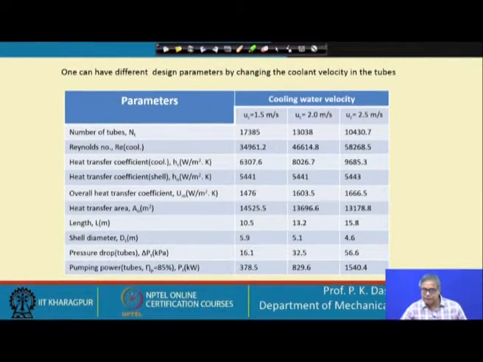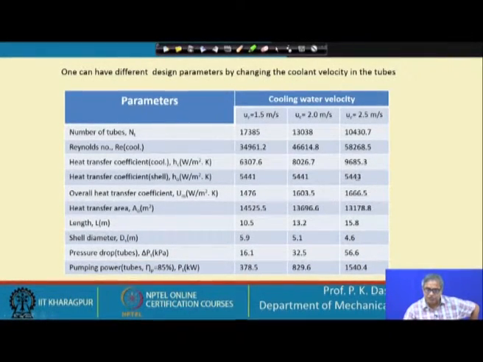Heat transfer coefficient will increase, that is of course the coolant side heat transfer coefficient will increase as we are increasing the number of tubes. As you can see, the Reynolds number is increasing. So, we will have an increase in the heat transfer coefficient. Reynolds number is increasing, so heat transfer coefficient will also increase.